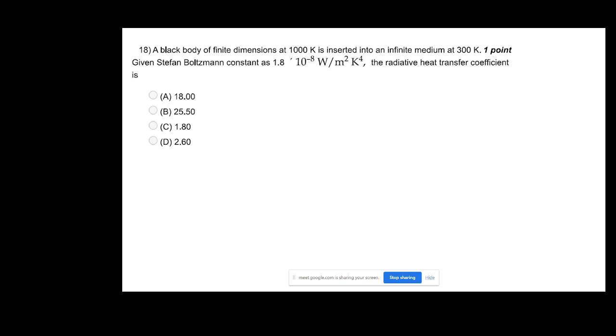Next question is, a black body of finite dimensions at 1000 Kelvin is inserted into an infinite medium at 300 Kelvin. Say for example, this is the infinite medium and this is the black body. It is having temperature T equals 1000 Kelvin, and this is the external infinite medium, having T equals 300 Kelvin. Now the Stefan-Boltzmann constant is this much. Find the radiative heat transfer coefficient.